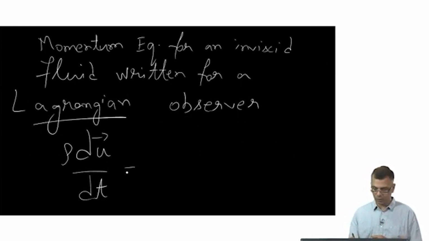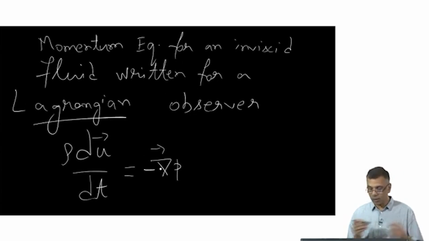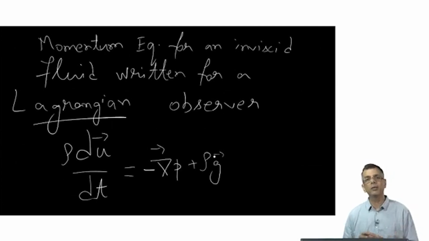So the F would be the negative pressure gradient, and there could also be body forces, obviously. You could immediately write this down simply from intuitive physical considerations. So this is an advantage of looking at the momentum equation in a Lagrangian framework.